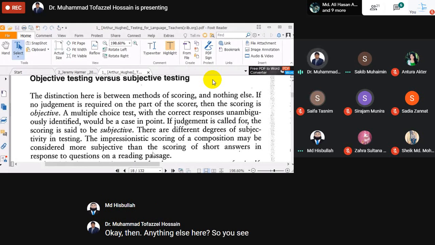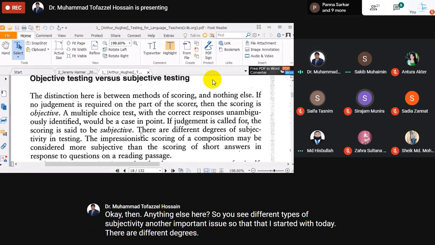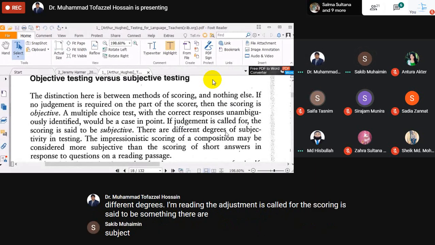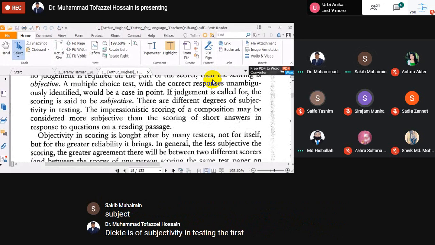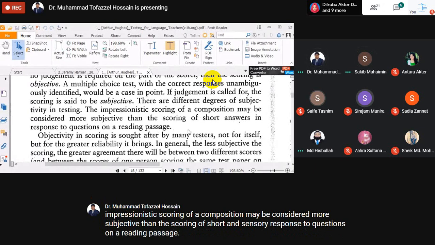So you see different types of subjectivity, another important issue that I started with today. There are different degrees. I'm reading that. If judgment is called for, the scoring is said to be subjective. There are different degrees of subjectivity in testing. The first one: the impressionistic scoring of a composition may be considered more subjective than the scoring of short answers in response to questions on a reading passage.